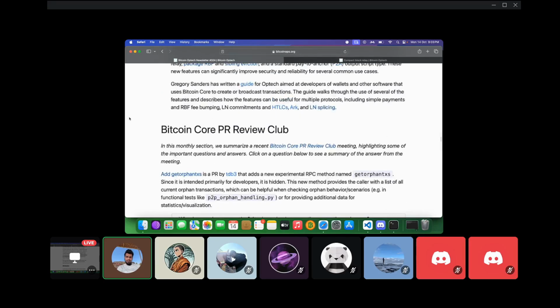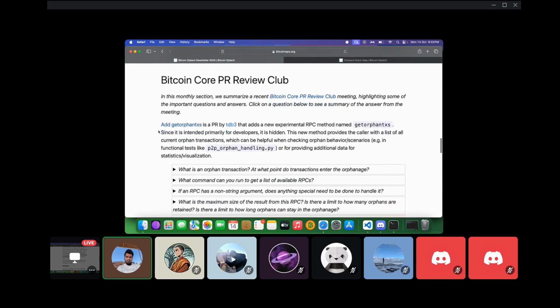Okay. So we will go to the Bitcoin Core PR Review Club. This is a monthly segment, and this week the PR that we have is called Add getorphantxs. Add getorphantxs is a PR by tdb3 and adds a new experimental RPC method named getorphantxs. Since it is intended primarily for developers, it is hidden. This new method provides the caller with a list of all current orphan transactions, which can be helpful when checking orphan behavior scenarios, for example in functional tests like p2p_orphan_handling.py, or for providing additional data for statistics visualization.